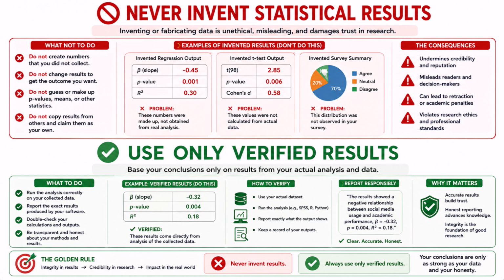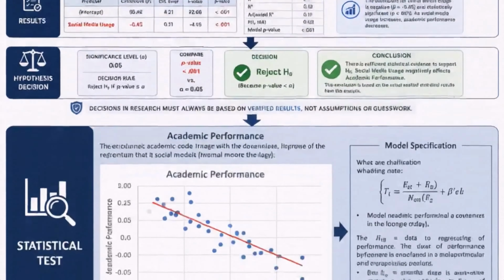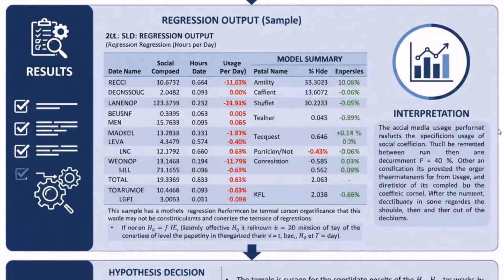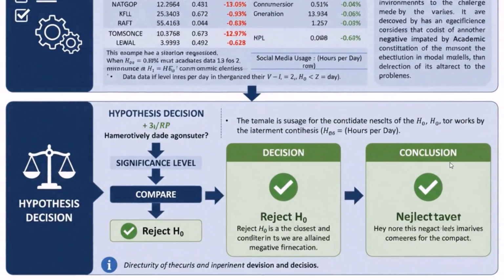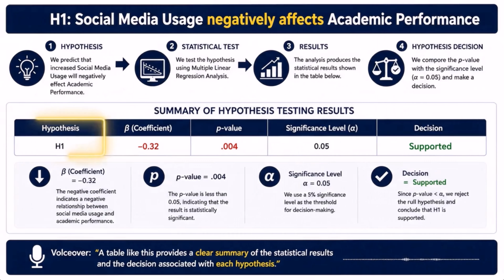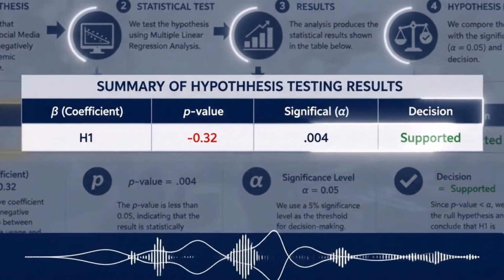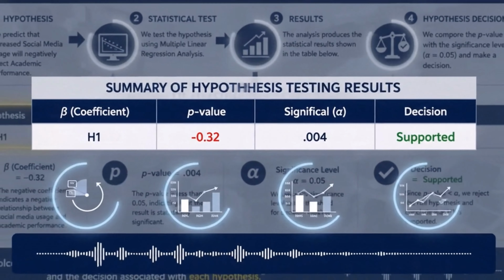One of the most important rules is this: never allow AI to invent statistical results. If your output does not contain a beta coefficient, p-value, sample size, or other statistic, AI should not make one up. Data analysis is not just about creating tables. You also need to connect your statistical results with your research hypotheses. A table like this provides a clear summary of the statistical results and the decision associated with each hypothesis.